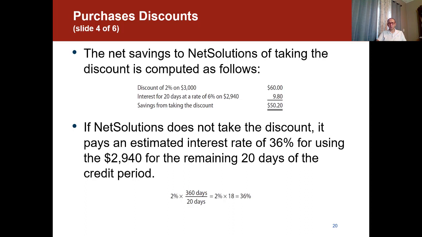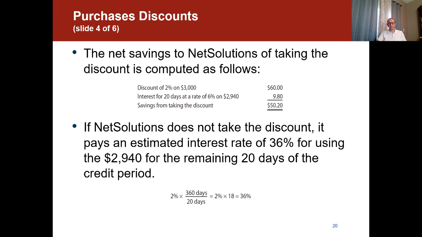The amount of interest for the 20 days at a rate of 6% on the $29.40 that we borrowed is $9.80. So the savings from taking this discount is $50.20. So if Net Solutions does not take the discount, it pays an estimated interest rate of 36% for using the $29.40 for the remaining 20 days of the credit period.